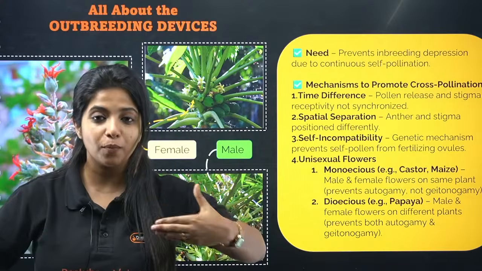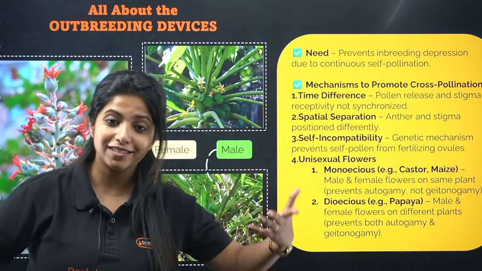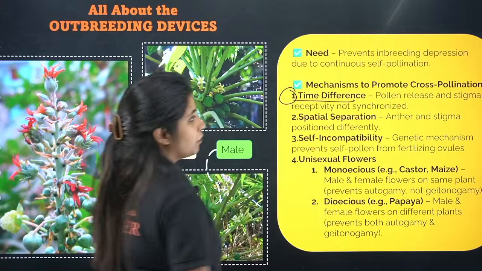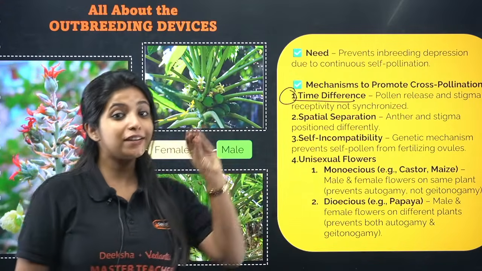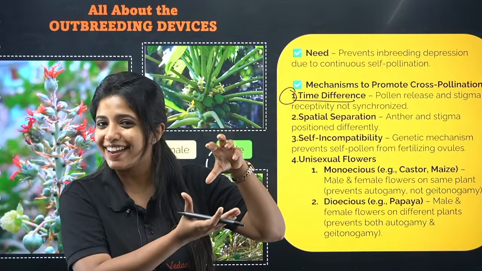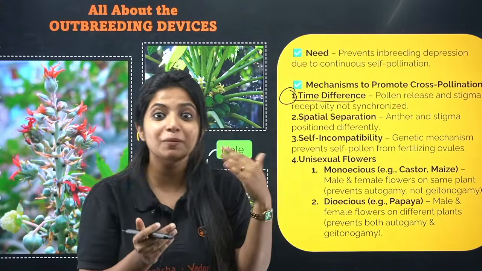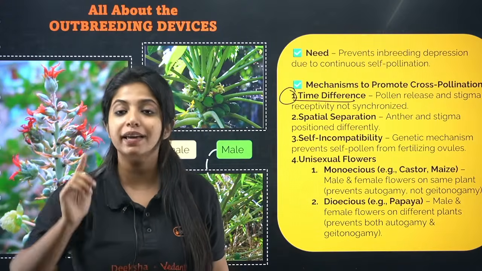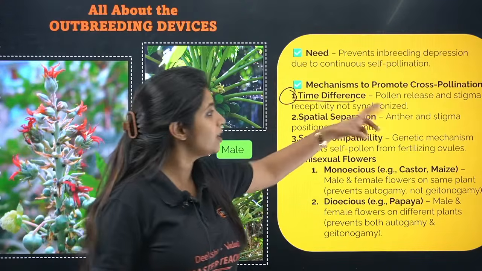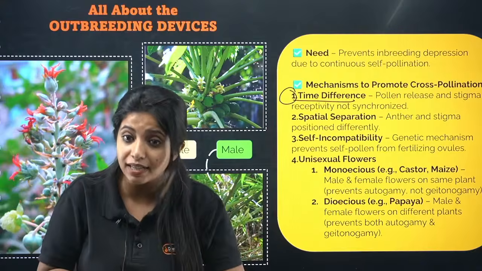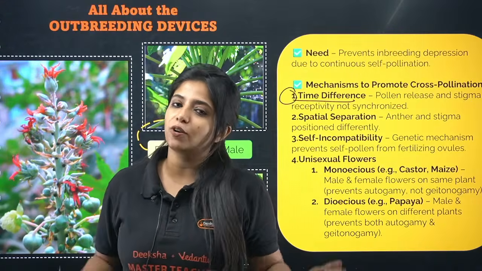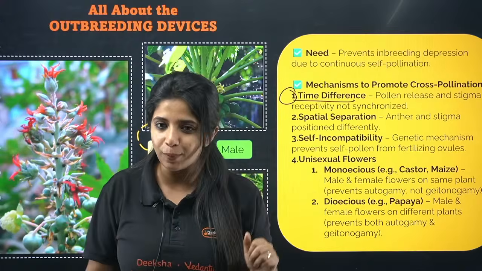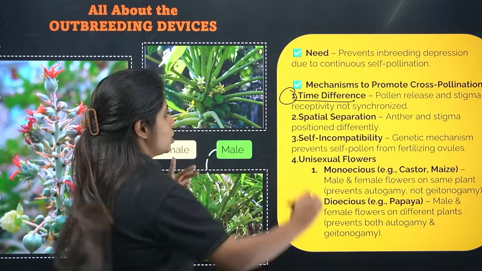And then when you talk about each of them separately, you get to understand things even better. So the first mechanism is time difference. What do you mean by that? The pollen is released, but the stigma is not mature yet. There is no synchrony between pollen release and stigma maturity. You needed this for autogamy. Now you're not making that happen. So time difference, when pollen release and stigma receptivity are not synchronized, in this way you can prevent self-pollination and you can promote cross-pollination. Right? Okay, this is one thing.